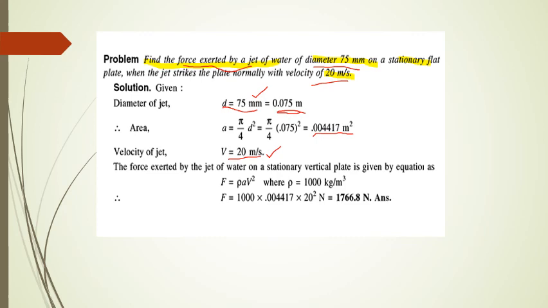The equation is F equals rho A V square. For water, rho equals 1000 kg per meter cube. Therefore, we know the value of rho, we know the value of A, and we know the value of V square. Substituting all the values in this equation, we get F equals 1000 into 0.004417 into 20 square. We get the F value as 1766.8 newtons. Force is always represented in newtons.